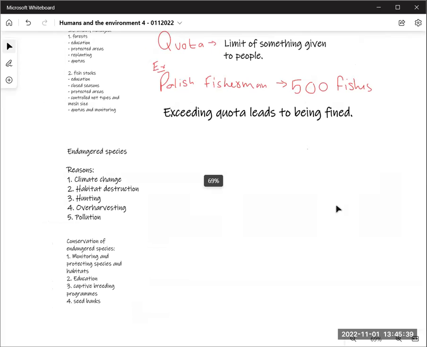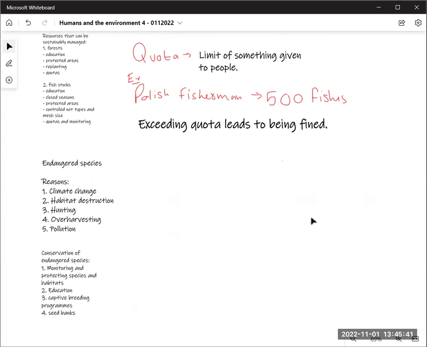Amina, how much have you written? I'm doing monitoring and protecting species. Oh, that's nice. Good.